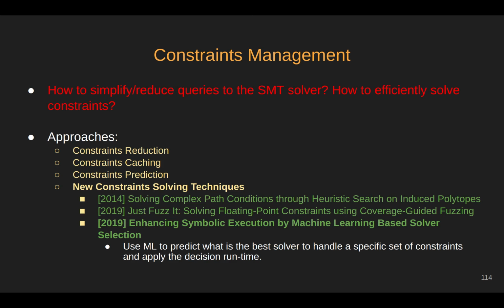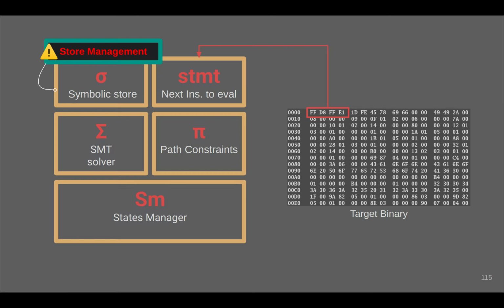Use ML to predict what is the best solver to handle a specific set of constraints and apply the decision at runtime. You might have different solvers that each are specialized in some type of constraints. Let's say we have float operations, or you have integer operations, you have array operations. Maybe each solver has different properties, and then at runtime you can decide which one you want to use, or maybe one is better than the other for some type of operations.